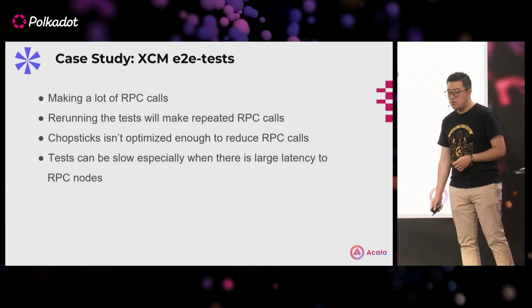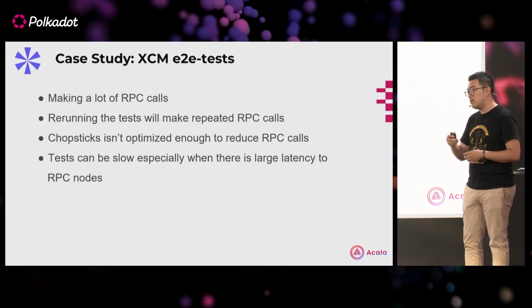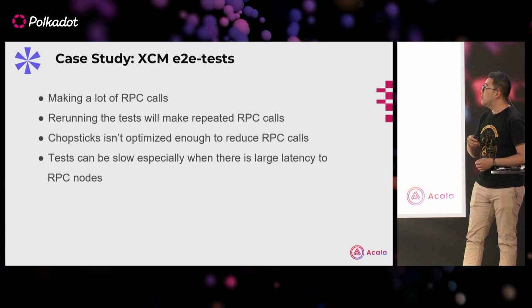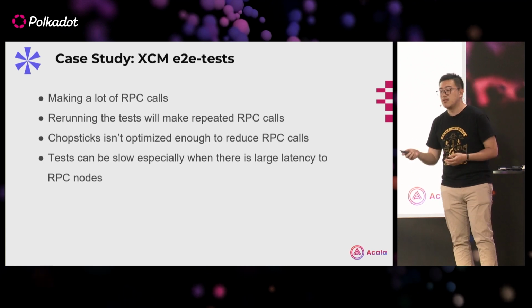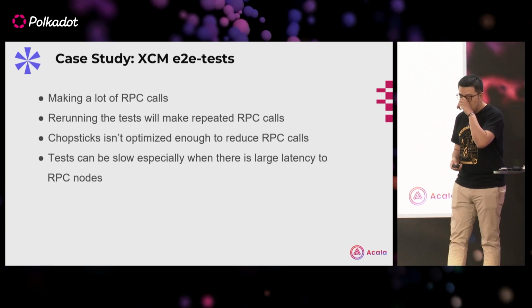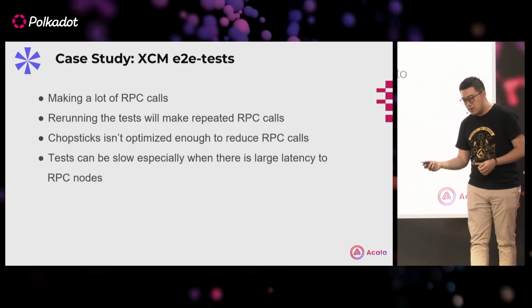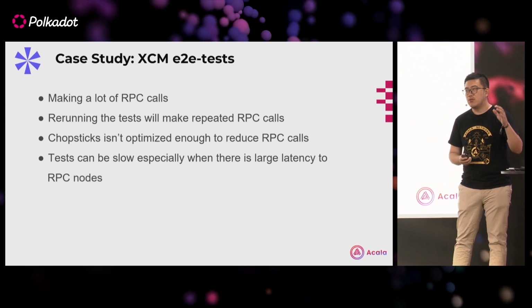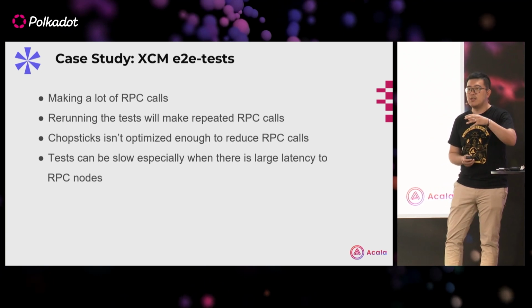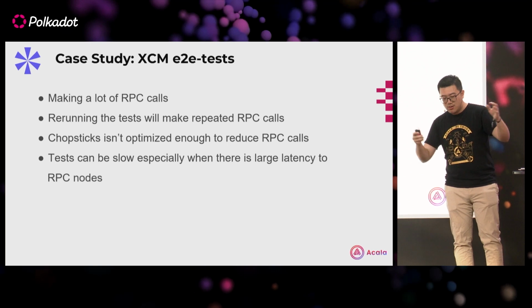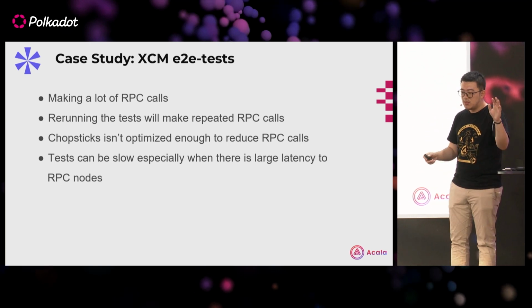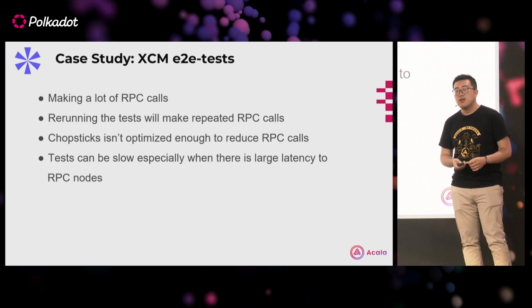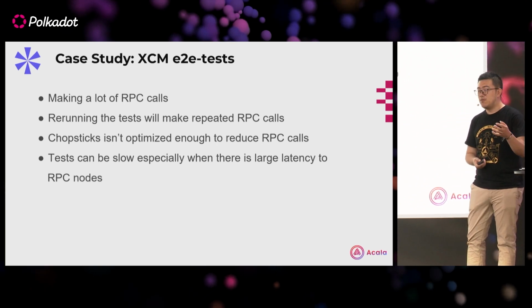And it's making a lot of RPC calls, and a lot of them are duplicated. They are the same RPC calls, repeatedly made by the tests, especially when I'm developing tests. Obviously, I'm going to rerun them multiple times. Right now, Chopsticks isn't really optimized to reduce RPC costs. Like, if it's requesting the next 1,000 keys, it's requesting them one by one. We don't have time to optimize it. If you want to optimize, please help us. So tests can be slow, especially with large latencies to RPC nodes, which for me is quite bad.